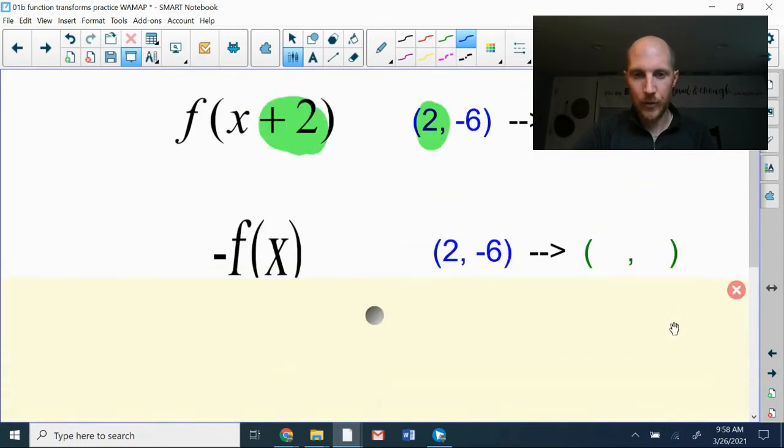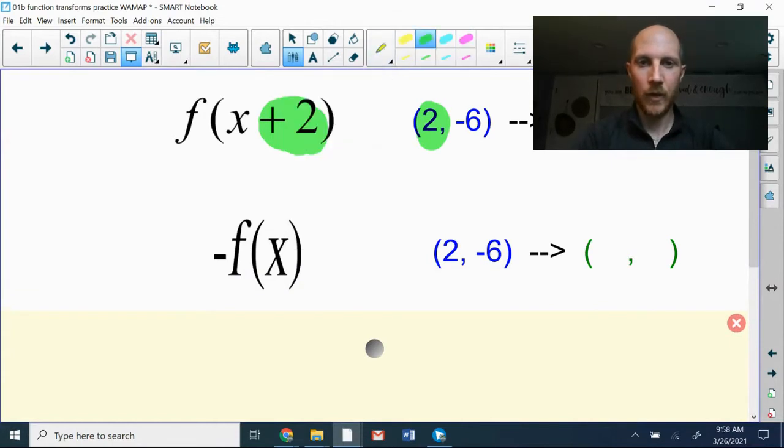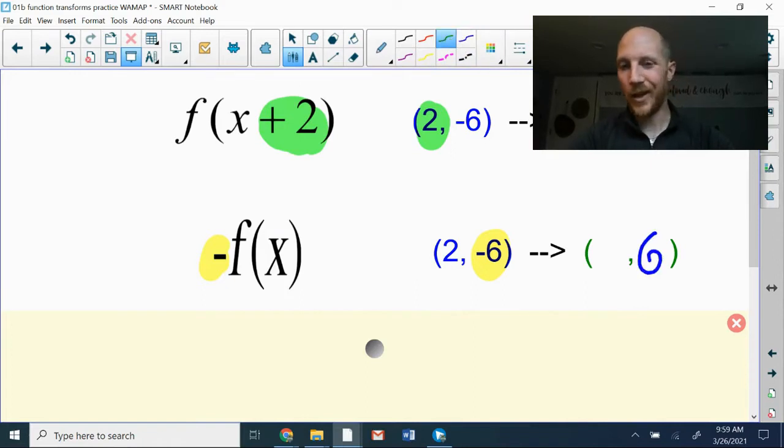Next, let's scroll a little bit so we can see this. We have a negative f of x. It's outside the function notation, so this is going to only affect the y coordinate. It's a vertical transformation, so I'm just going to take that original y coordinate of -6 and multiply it by the -1 in the function notation, and that will give me +6 as the y coordinate. That x coordinate of 2 is not affected at all, so it's going to remain exactly as it was.